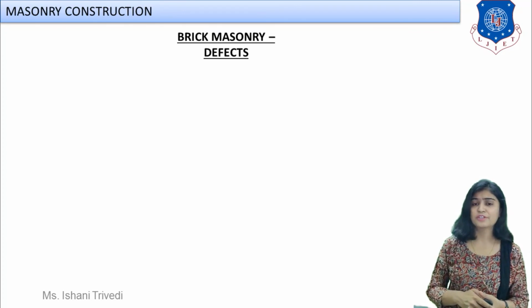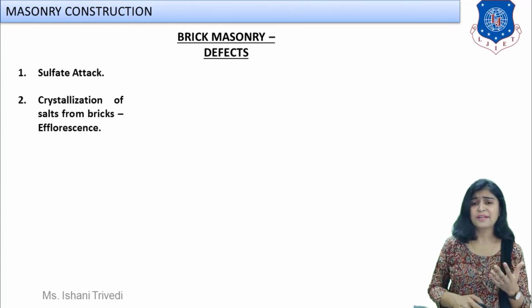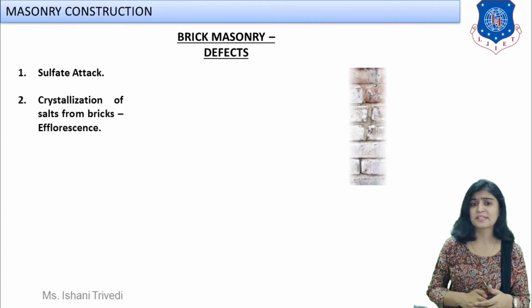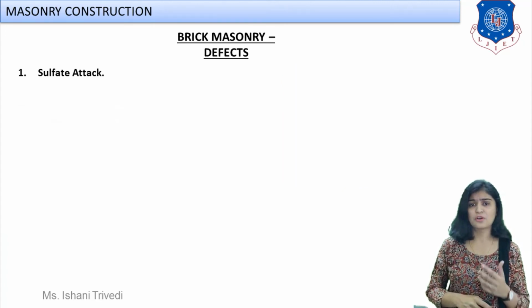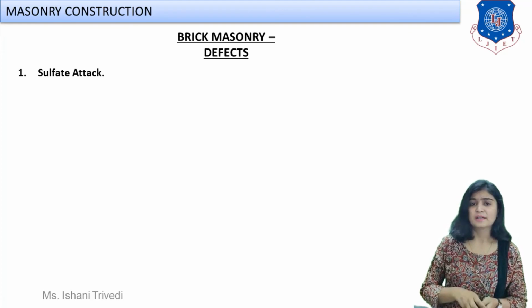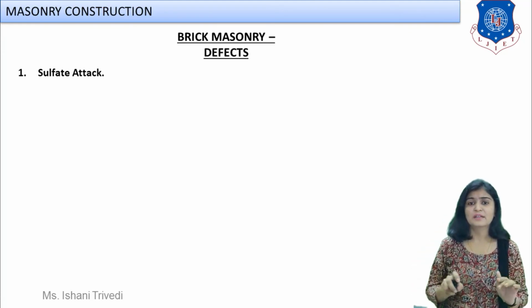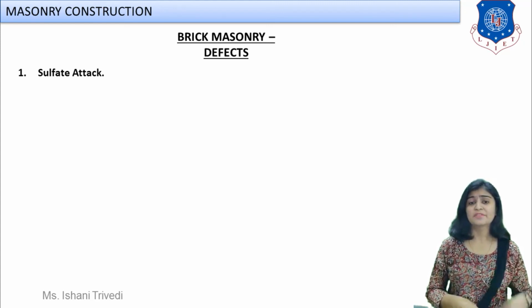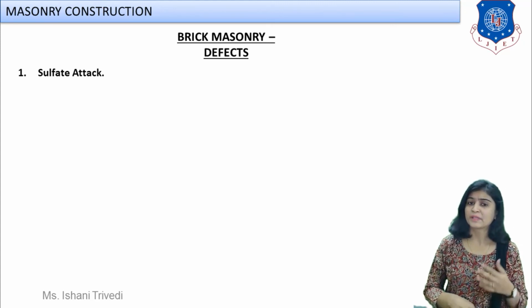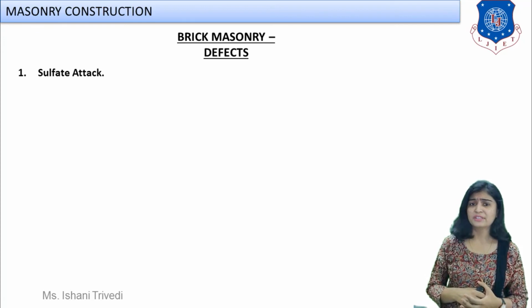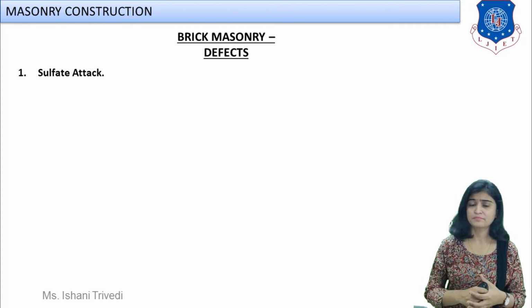Now moving forward to some defects which are observed in brick masonry construction. Let me first talk about the first type of defect which is generally observed. We are going to discuss over here 4 types of general defects which are observed in brick masonry, which are common and can be sorted easily. The first is sulfate attack.